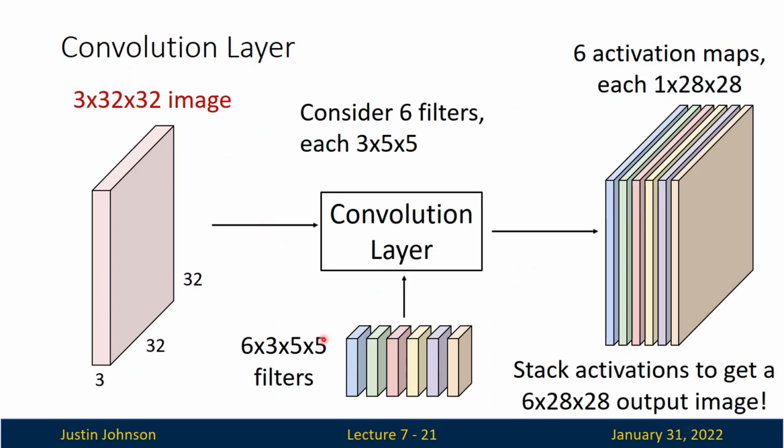If we have 6 kernels, each of them is of the size 3 by 5 by 5, so our convolutional kernel layers will be 6 times 3 times 5 times 5. Each output is 1 times 28 times 28, and because we have 6 kernels, overall we will have 6 times 28 by 28. So this is the output. It is not an image, but this is the output.